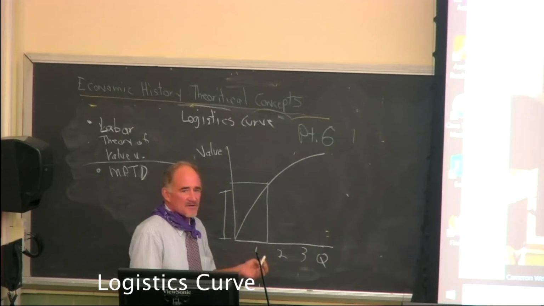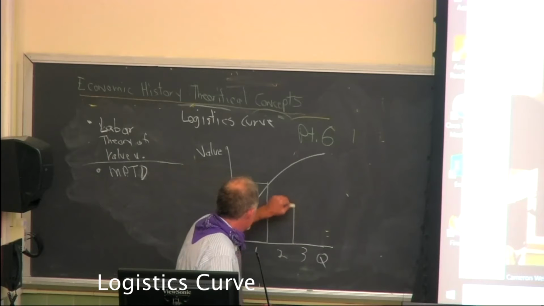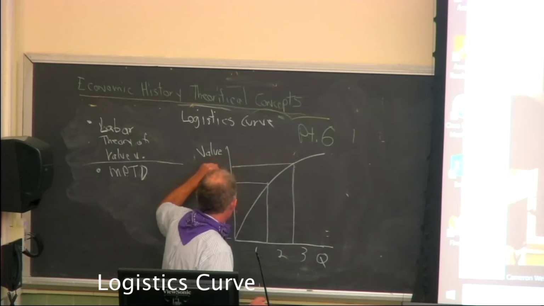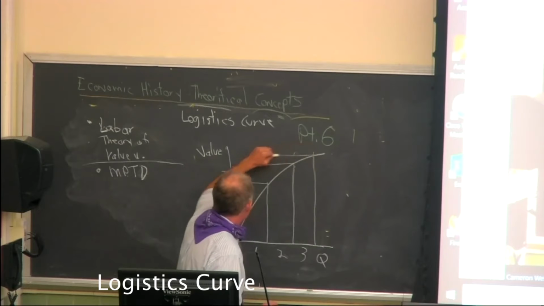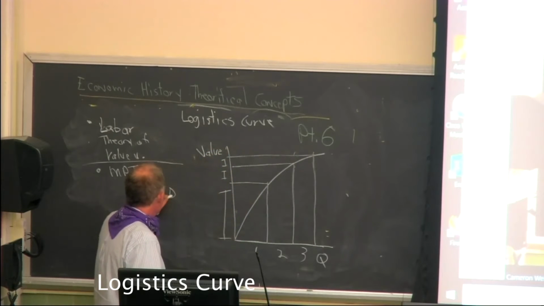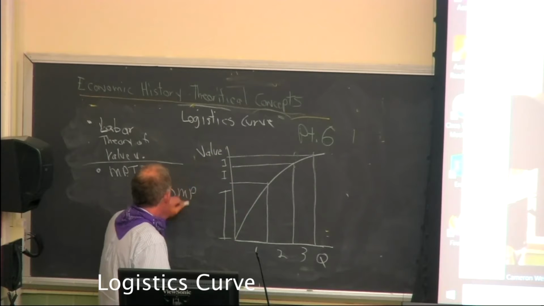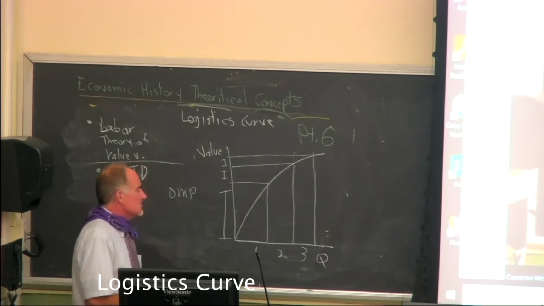Then the next person you hire to work that machine or the next machine you build is going to bring you a little bit less value. And then the next, a little bit less value. That's called diminishing marginal productivity.